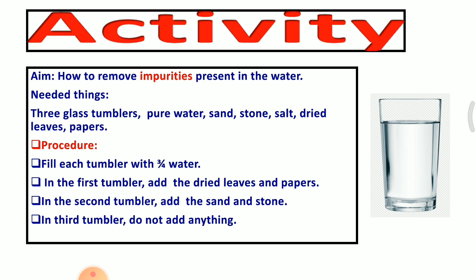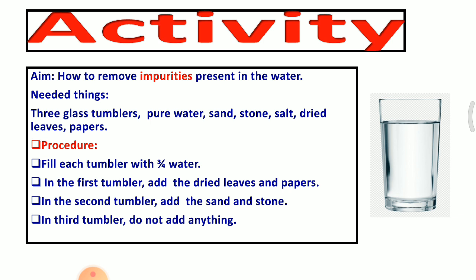For doing this activity, we have to take 3 glass tumblers. If you don't have glass tumblers, you can take normal tumblers also. And pure water, sand, stone, salt, dried leaves, papers and some other sticks. Again I will tell you what things you have to take: 3 glass tumblers, pure water, sand, stone, salt, dried leaves and papers.